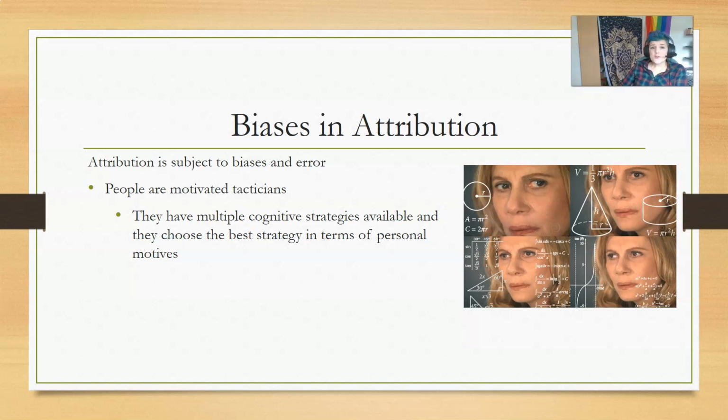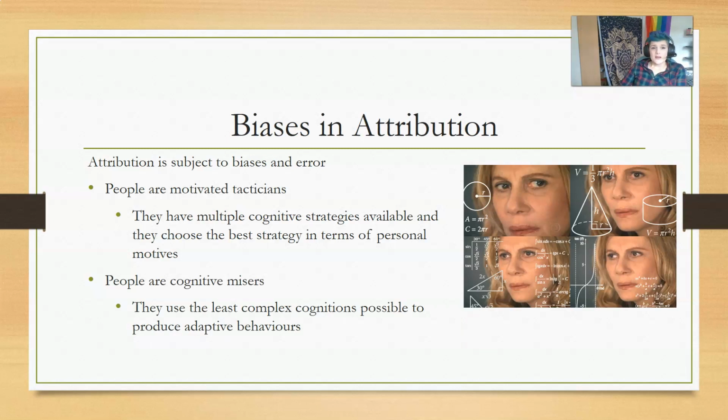And so we have multiple cognitive strategies available, and they choose the best strategy in terms of personal motives to reduce that cognitive load. So basically, they're trying to make things easy for themselves, and they make mistakes. They are therefore cognitive misers. They use the least complex cognitions possible to produce adaptive behaviours. So we try and put in the least amount of effort into thinking about things while still having a desired outcome.